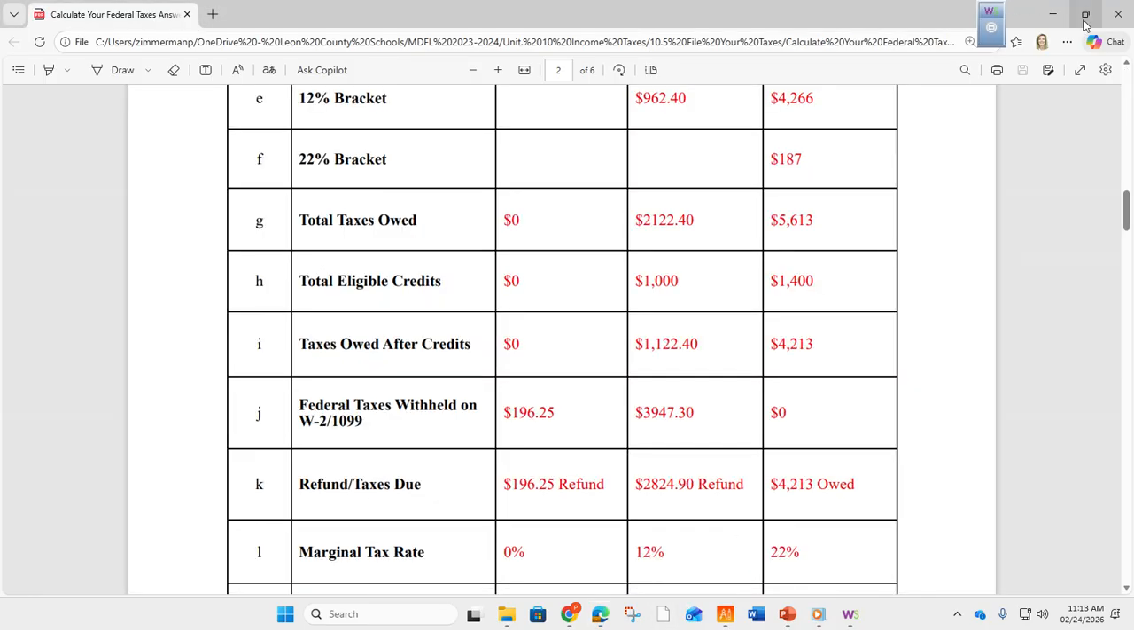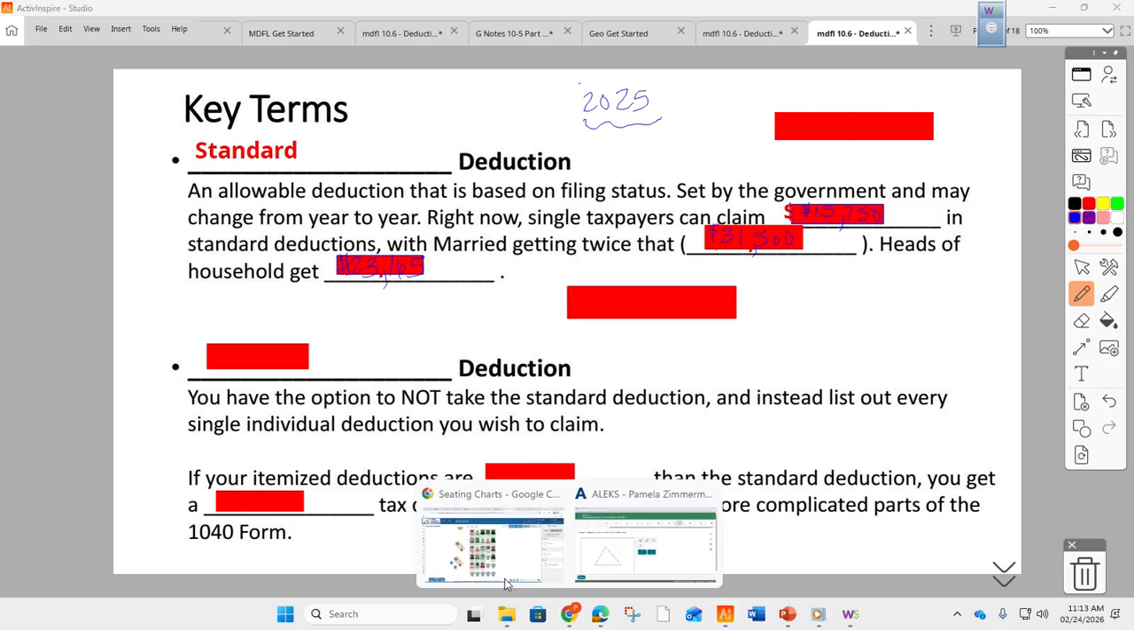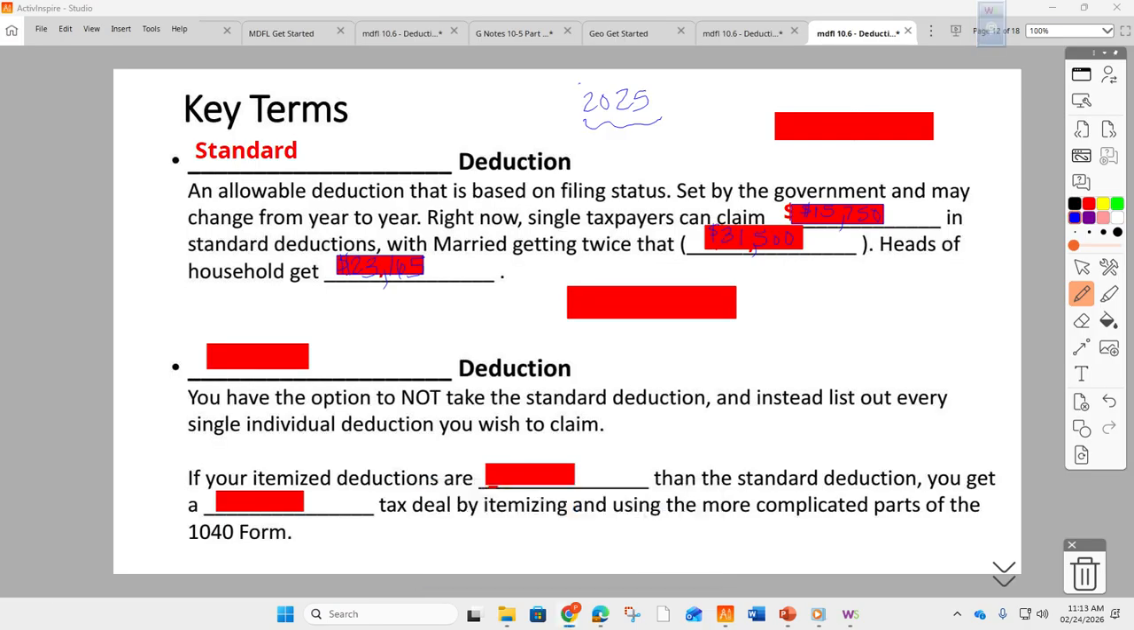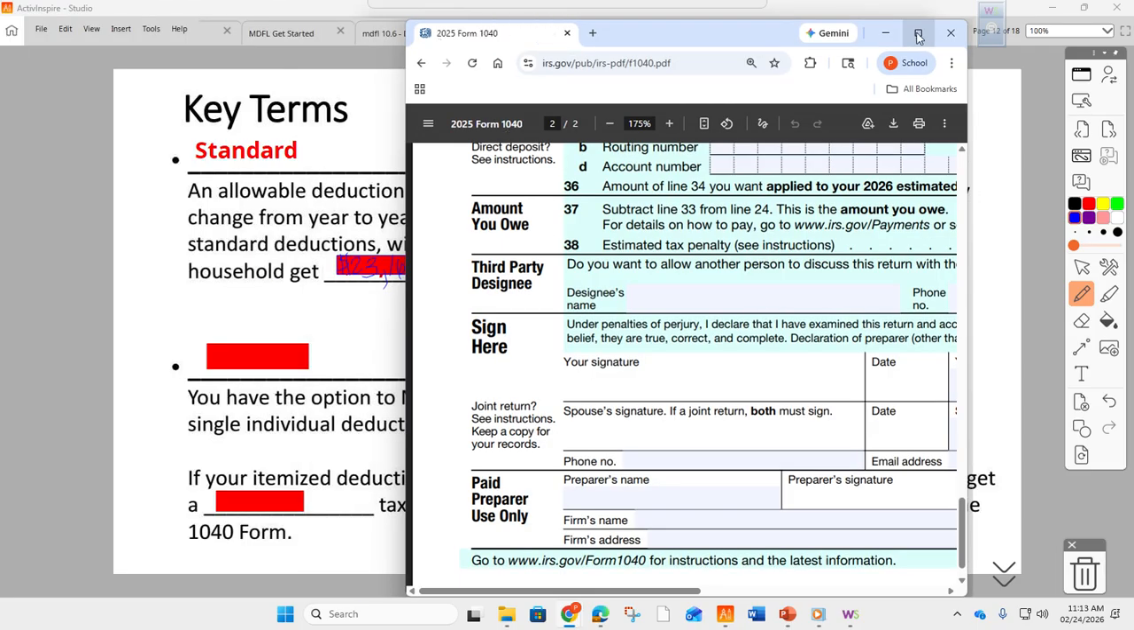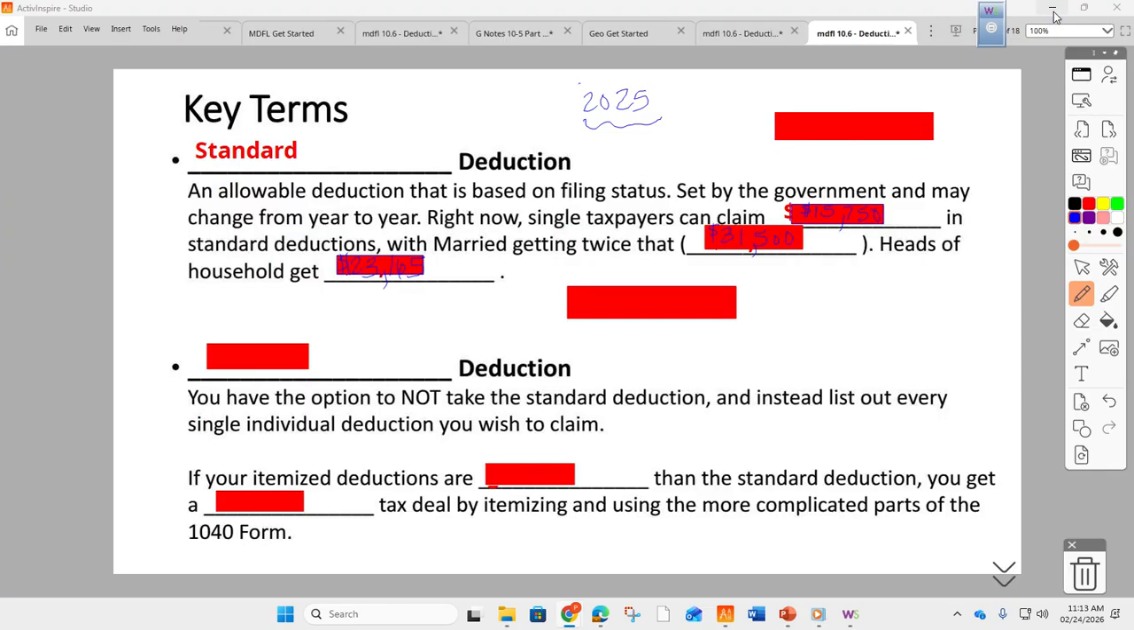Hold on, let's pull it up and make sure. Oh, there it is. Yeah, it's $23,625, so let's correct that. $23,625. That's pretty good, though. I can't remember the numbers. $23,625. I'm going to write it down here so it's a little easier to read. $23,625. And that is for the 2025 tax year.